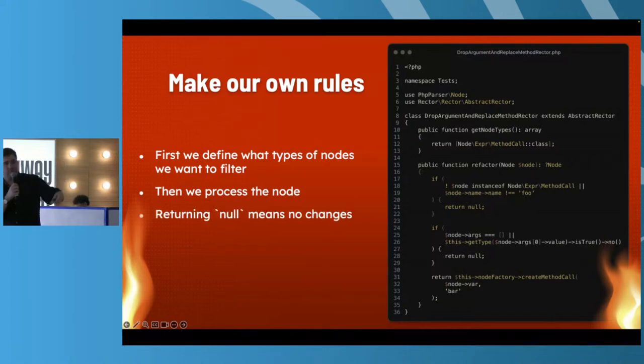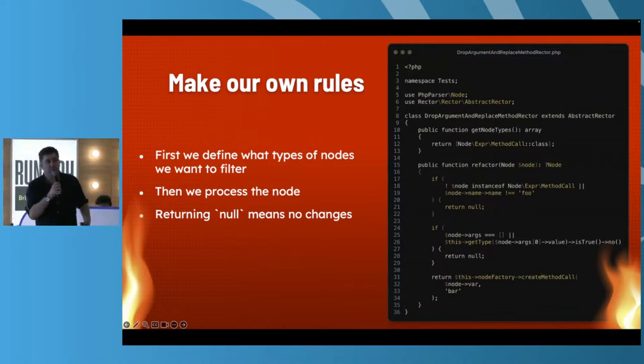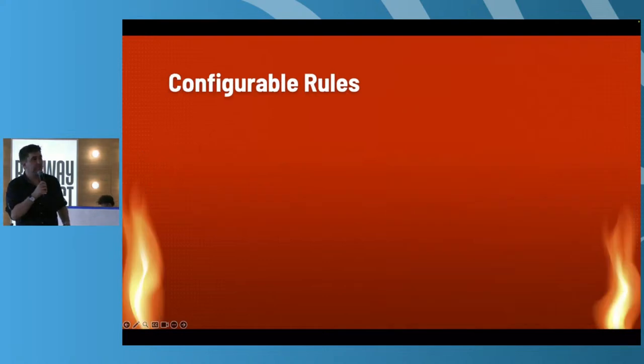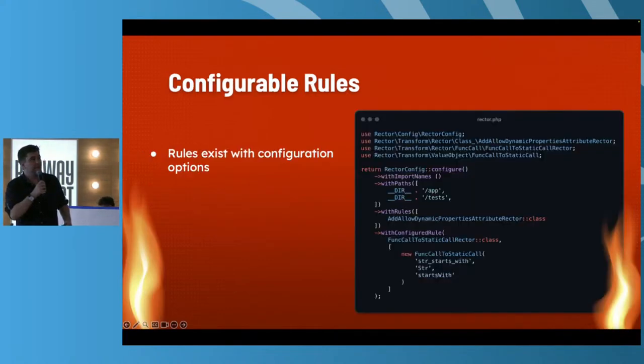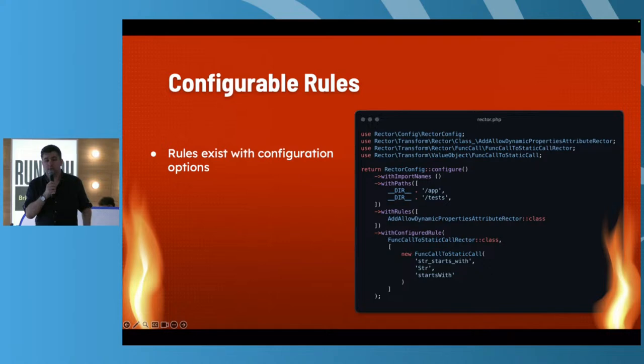If you see it returning null, that basically is just a case of saying we haven't found a good match for what we want, so we're not going to do a replacement. There's also this idea of configurable rules. Most of these exist in the PHP Rector repository, and they cover a load of common scenarios.